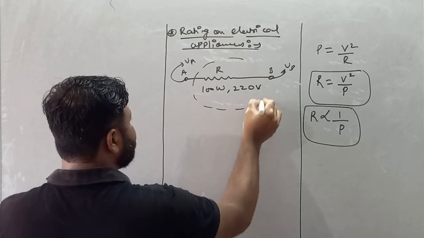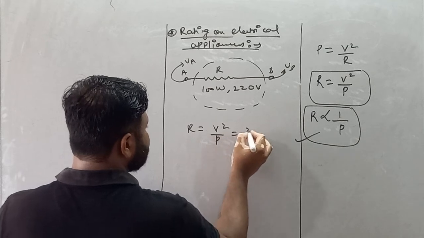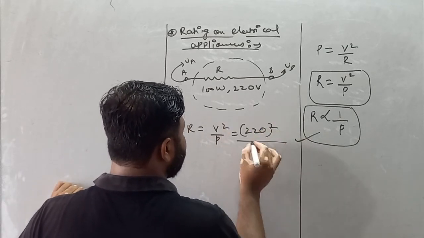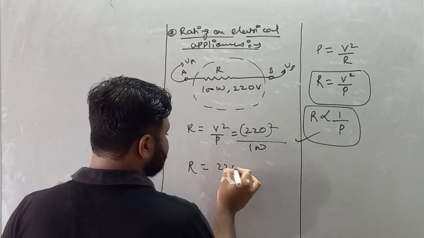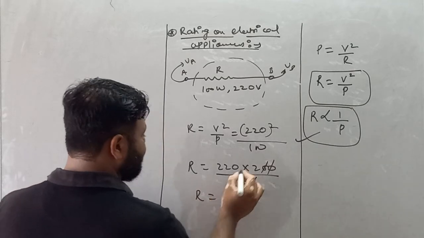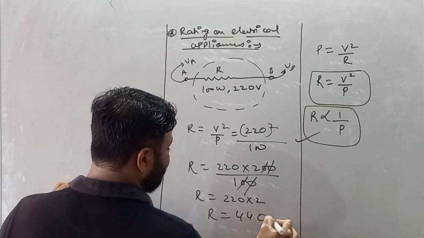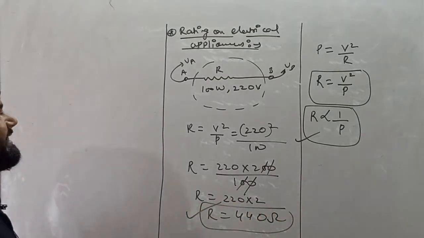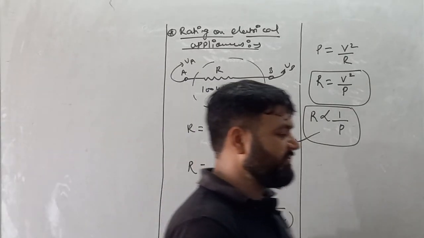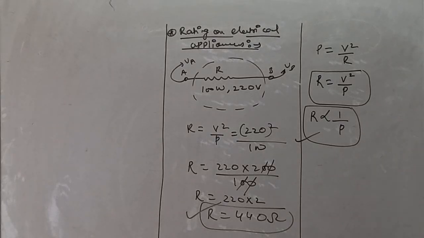So we'll get the value of resistance with the formula R equals V square by P. V is 220, P is 100. So R equals 220 into 220 divided by 100, which is 220 multiplied by 2.2, that is 484 ohm. So this is how we get the value of resistance of any electrical appliance. This is basically what rating of appliances is. Rating means to find the resistance of the device.